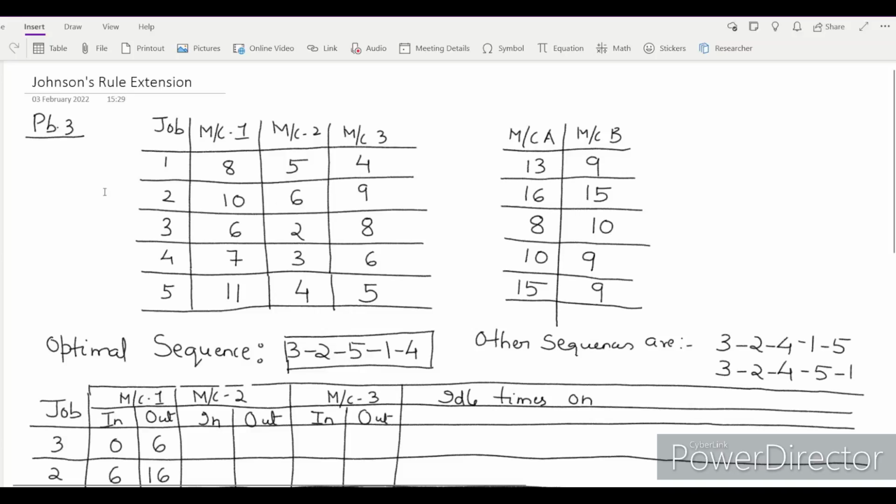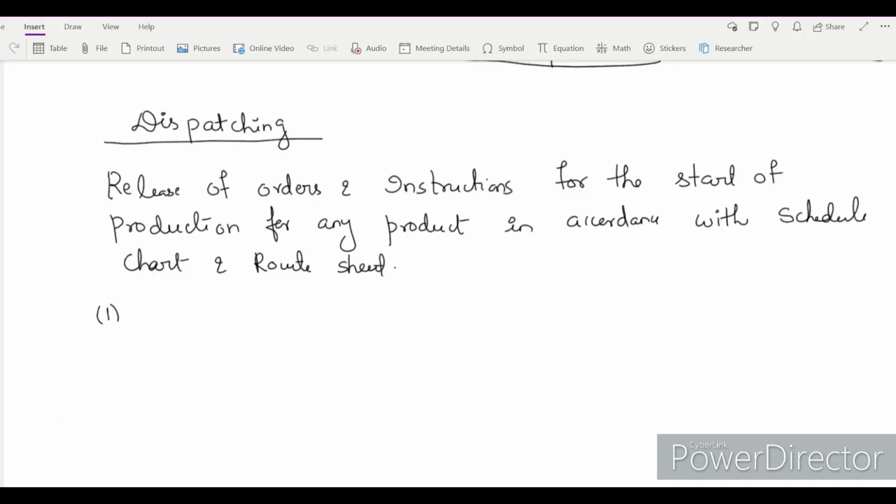Even if you are given three machines, first of all you should check the condition, whether you can apply the extension of Johnson's rule.